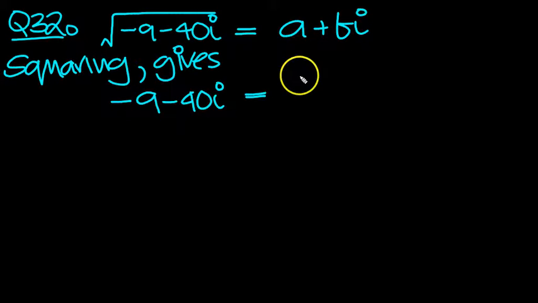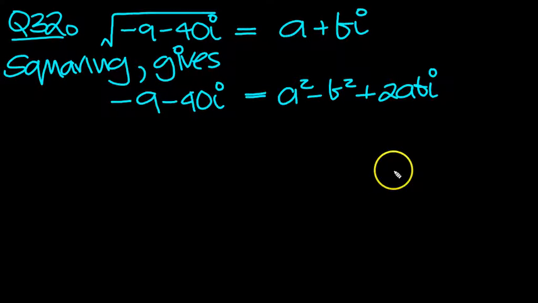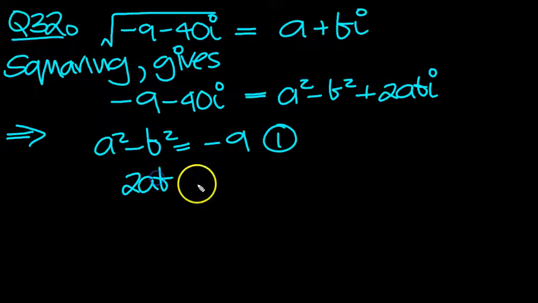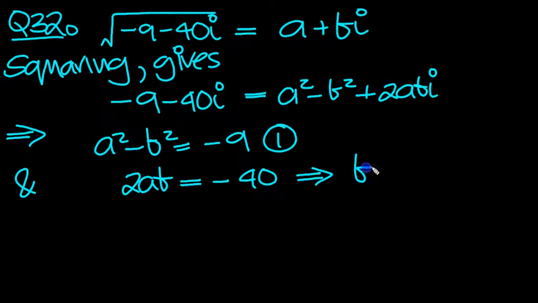On the right we'll get a squared, that will be the first term. The last term will be this squared, which will be minus b squared, and then the middle terms will get abi and another abi, which is 2abi. So that implies that a squared minus b squared is equal to minus 9, that's number 1, and 2ab is equal to minus 40i, isn't it? So it's minus 40. So that tells us that b is equal to, take the 2a down, minus 20 over a.